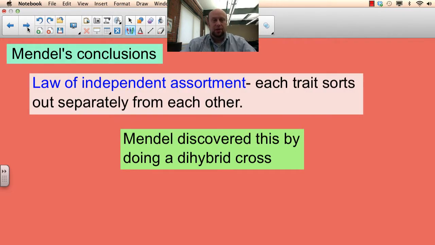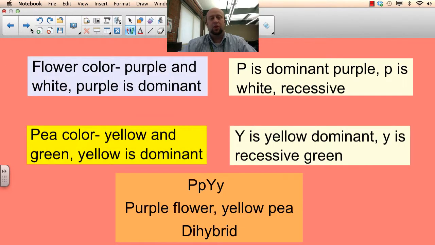So the other big conclusion Mendel has as he does a lot of this stuff is that he's breeding for a bunch of these traits at once, right? He's not always doing just one. And what he finds is that the traits sort out separately from each other. In other words, if he did a color and a height, he could have short white plants or tall white plants, or he could have tall purple plants and short purple plants, and those things weren't tied together. It wasn't like all of the white plants had to be short also, or all of the tall plants had to be purple. Those things separated out independently from each other. And he found that by doing what we call a dihybrid cross.